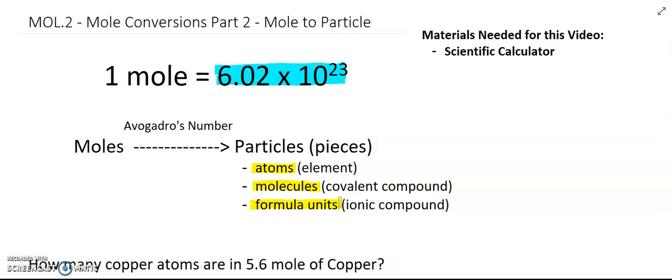If a dozen cats is 12, and a dozen donuts is 12, and a dozen chemistry teachers is 12, a mole of atoms is 6.02 times 10 to the 23rd. A mole of molecules is 6.02 times 10 to the 23rd. And a mole of formula units is still 6.02 times 10 to the 23rd. So we've got to become a little bit more accustomed to some different terms, but they all mean the exact same thing.